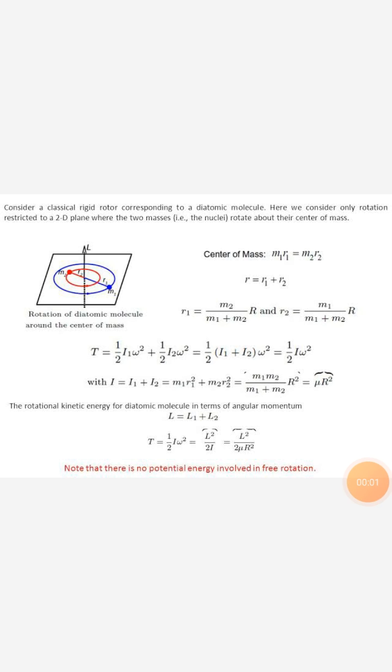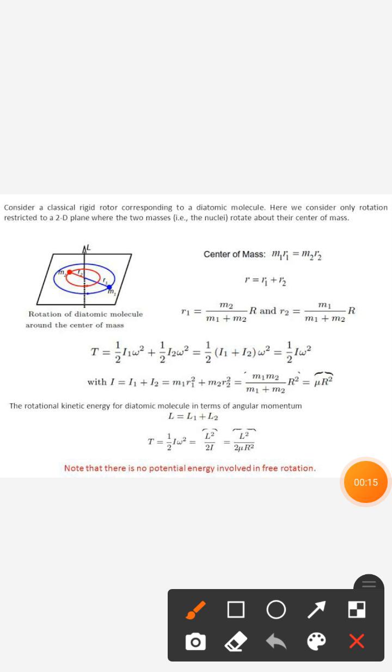Good morning, dear student. Today we will teach about the center of mass of a system, why we needed the center of mass of a system in physics, and what is the importance of center of mass.